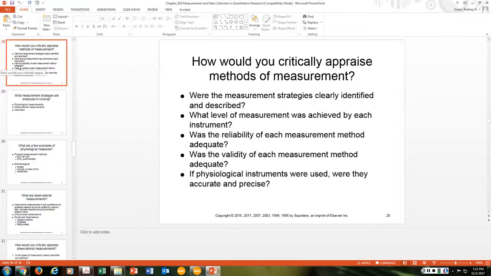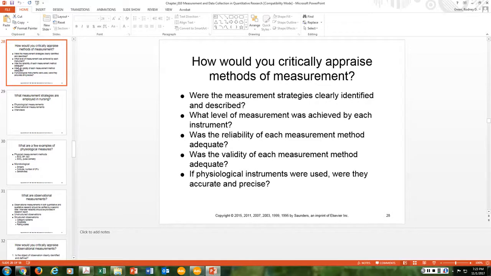Okay, back to critical appraisal. How would you critically appraise methods of measurement? So in your quantitative study that you'll be critiquing, there will be a section on the methods used to measure the variables. And you can ask and answer some of these questions. Okay? Were the measurement strategies clearly identified and described?